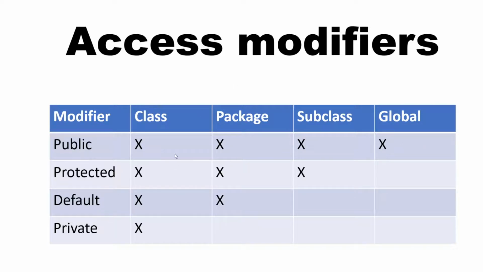So for now, we know what a class is. Global is everything. Package is kind of like the file structure of a program. The subclasses we'll be talking about later in future videos. Protected, only class, package, subclass; default, class and package; and private, only class. But for now, mostly we will be using public modifiers and private modifiers.